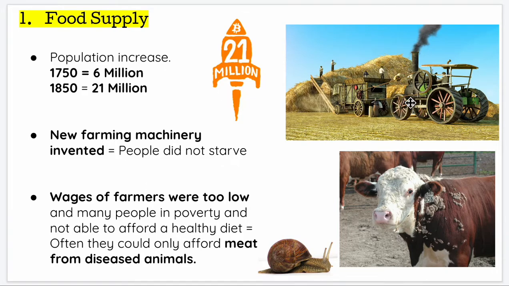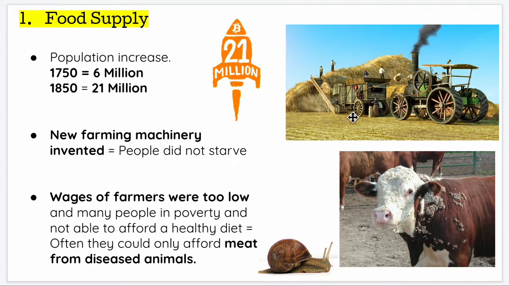Improvements in agriculture, like the introduction of the new machinery, meant that Britain's growing population did not starve. So as you can see here, we've got new machinery. As a result of this, it meant farming was much easier. However, the wages of the labouring families, the labouring poor, were too low to provide an adequate diet. So the diet wasn't good enough.